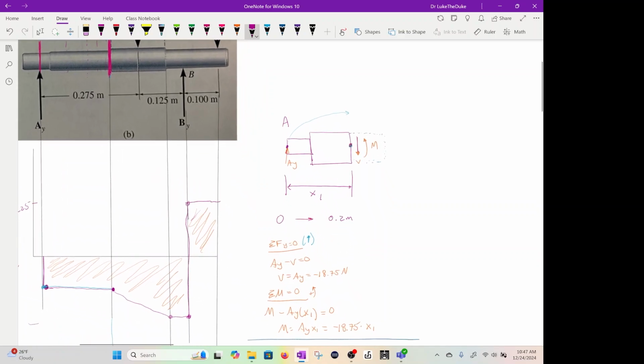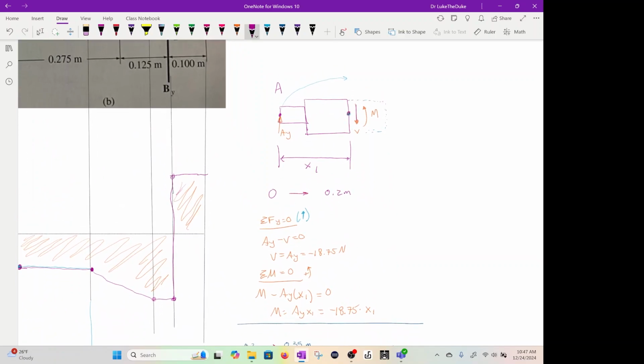What we do is sum the forces in the y, set it equal to 0, up is positive, so we have AY minus V equals 0. Then V is equal to AY, so it's negative 18.75 newtons. Then we take the moment, set that to 0. Then we have the moment at that spot. We're assuming counterclockwise is positive, so we say negative AY times x1, because that is our distance. So the moment from 0 to point 2 is negative 18.75 times x1.